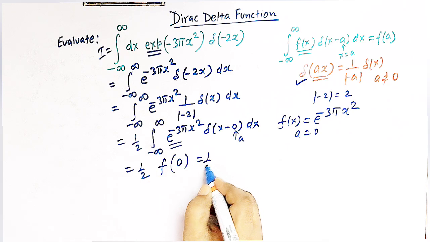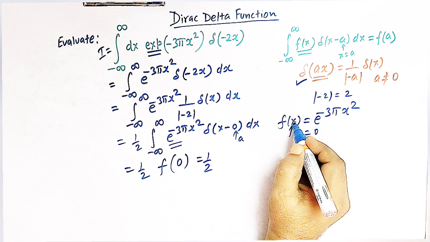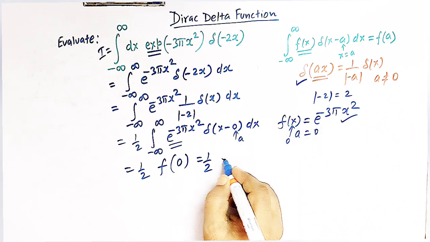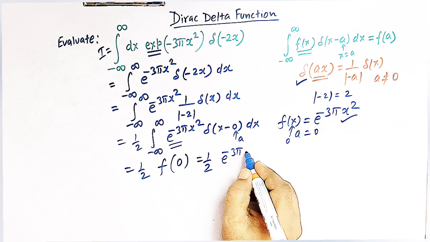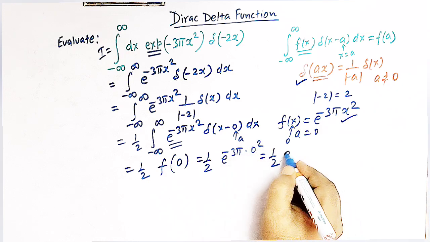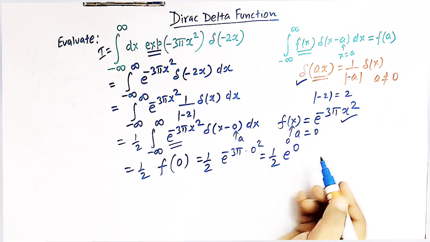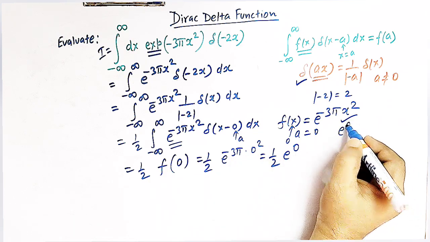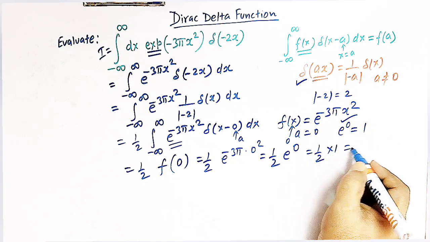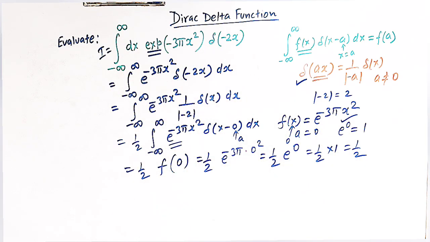So we can now write half, and f of 0 can be obtained by taking x is equal to 0 in this function. So we have e raised to minus 3 pi times 0 square. So this is half, and we have e raised to 0 because this entire term goes to 0, and we know that e raised to 0 is 1. So we have half times 1, that is simply half. So the value of this integral is equal to half.